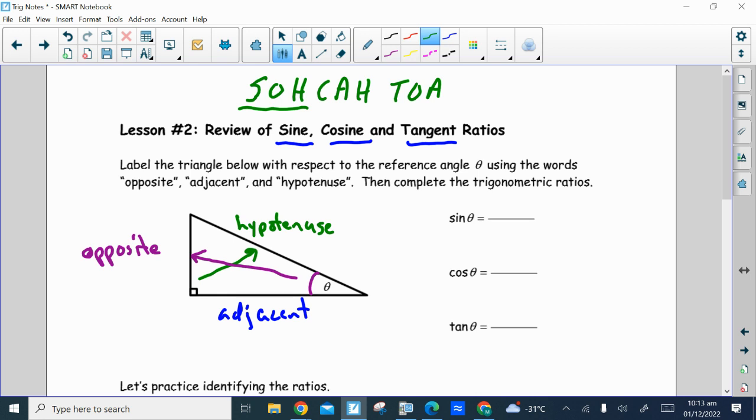These are trig ratios, and ratios are fractions, one over another. This means that sine is opposite first, hypotenuse second. Opposite on top, hypotenuse on the bottom. This is the definition of the sine ratio.